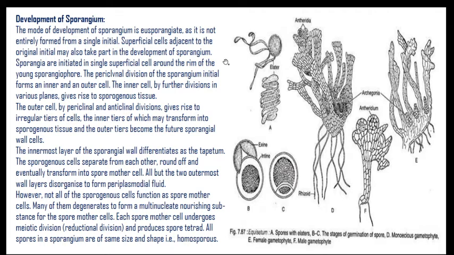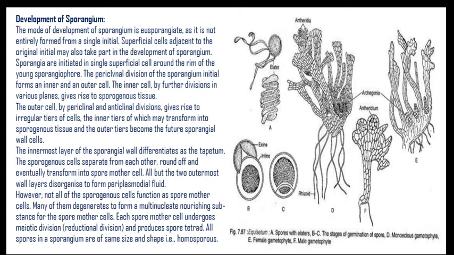So in this way, this is the monoecious plant body of a thallus of equisetum that shows the presence of spores with elaters, and this is diagram B and C, which show stages of germination of a spore. So this is the covering called the exine, which is the outer wall, and this is the intine.